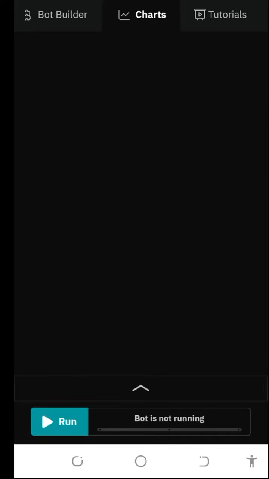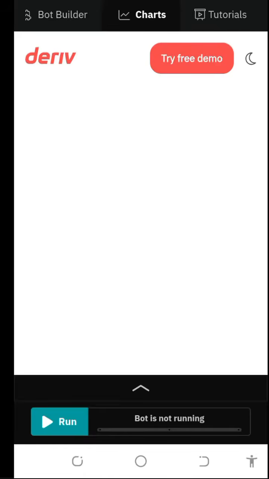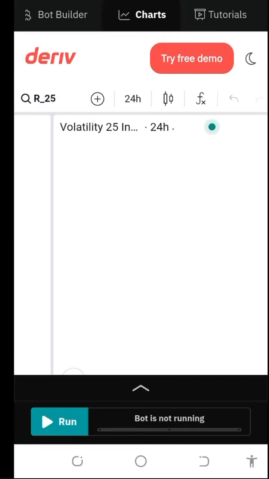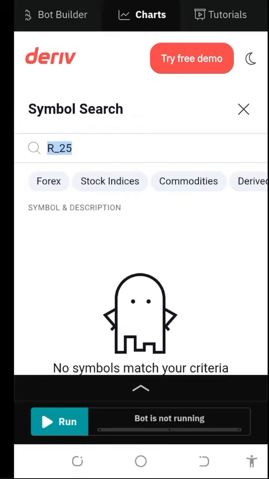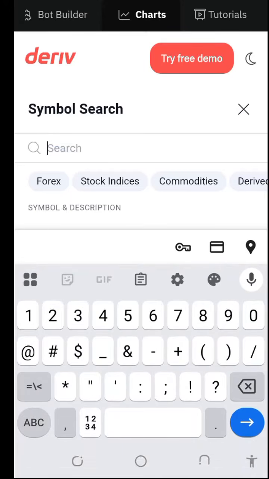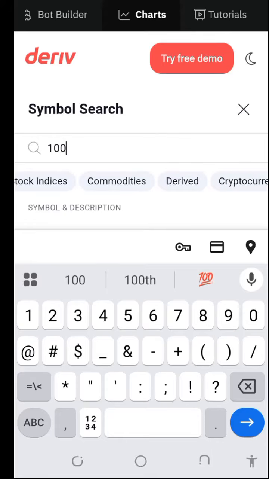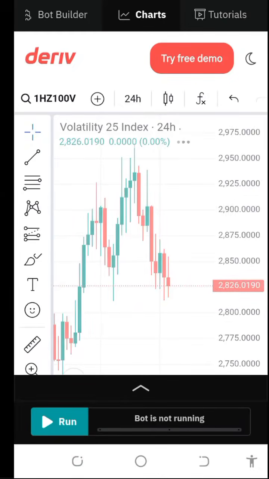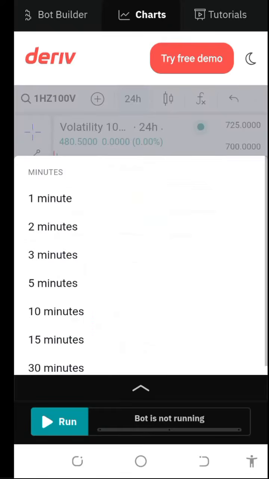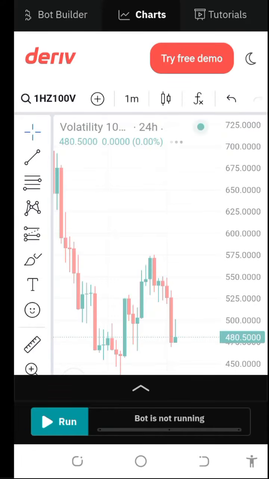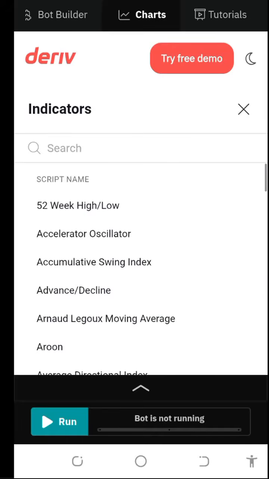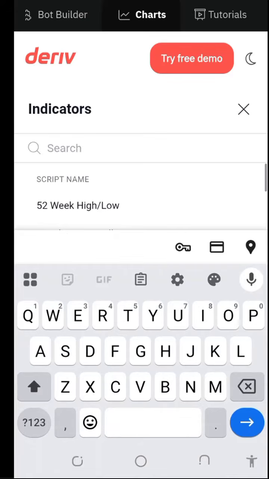and then identify whether we are going for a rising or falling market. So once you come to charts, as usual, select the volatility that you have on the bot side. In our case, that is a volatility 101s, and then the timer have a 1 minute time frame, and then we need to have 3 indicators.